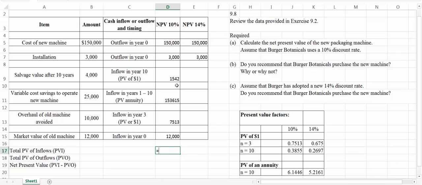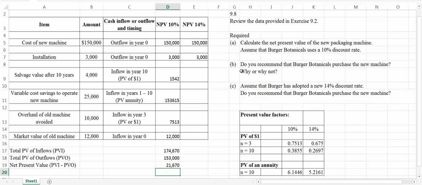All right, so now we're going to add up the present value of all of our inflows. Our inflows are this, plus this, plus this, plus that. So we have 4 inflows. Add them up. Present value of the outflows, the 150,000 plus the 3,000. Those are all of our outflows. So that means our net present value is equal to our inflows minus our outflows, 21,670.